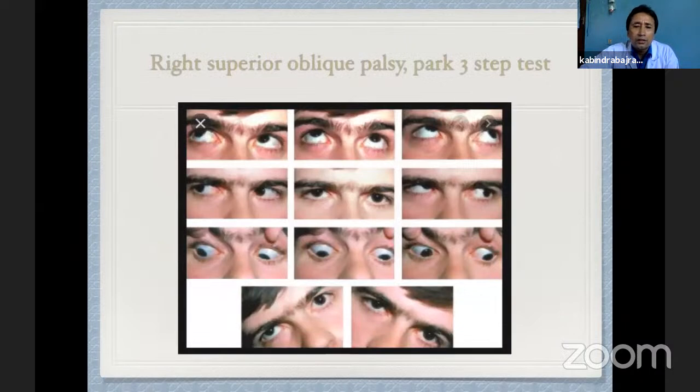I just kept this picture to show the superior oblique palsy, the Parks 3-step test. In the third step, the Bielschowsky test, we can see the patient is in left gaze. The left picture looks orthotropic, and in the right one there is much more hypertropia in the third step.